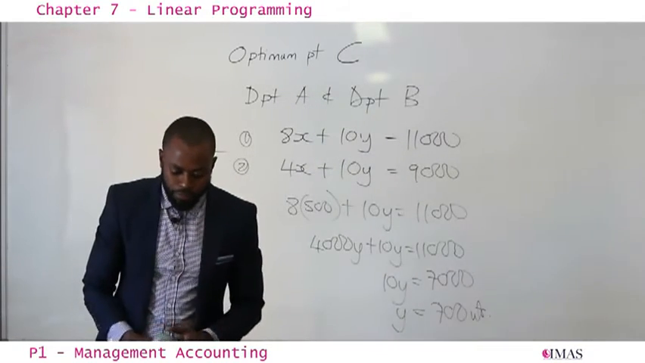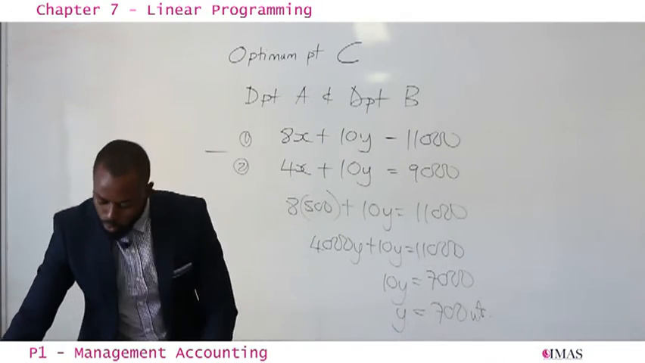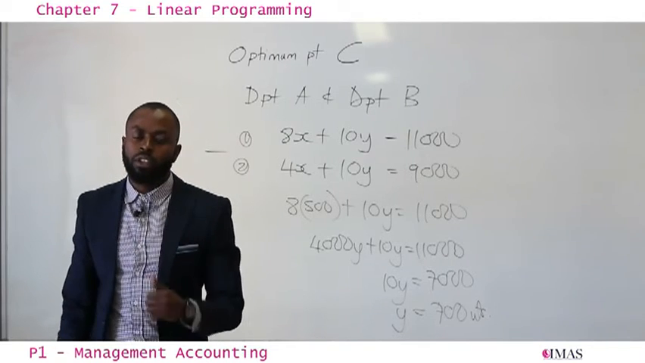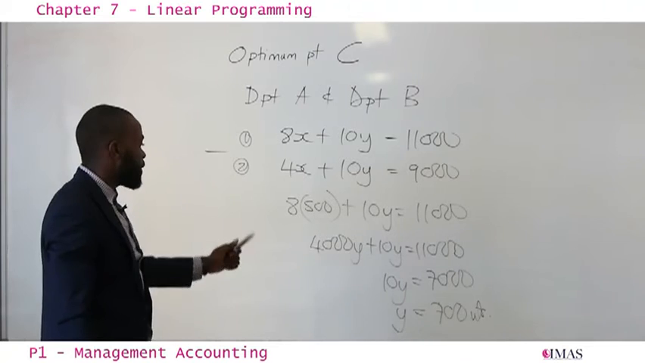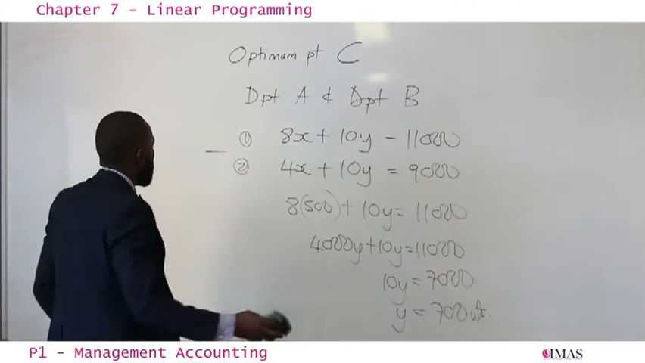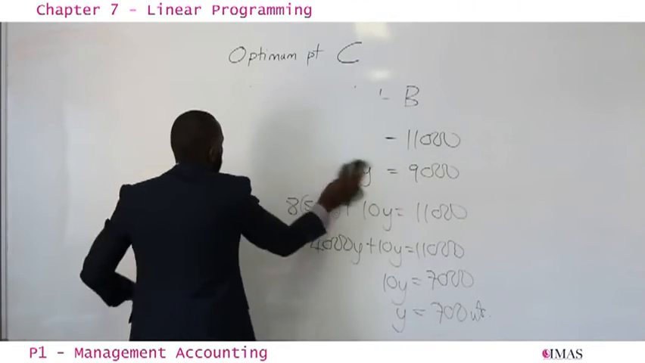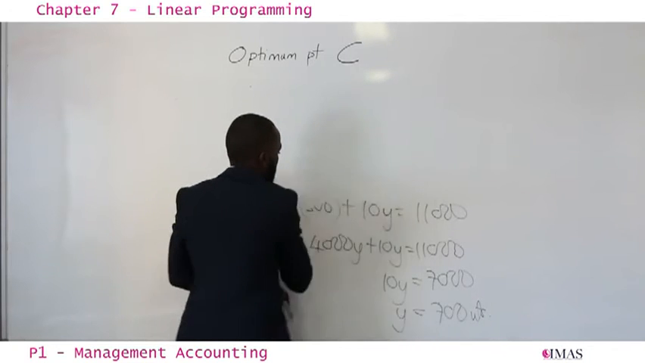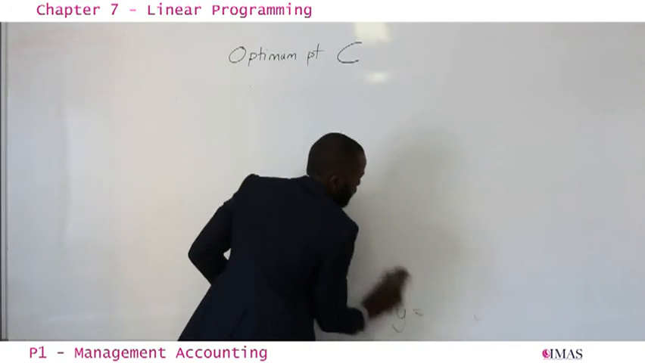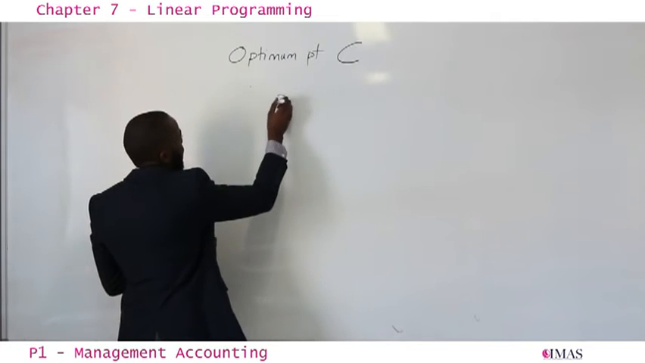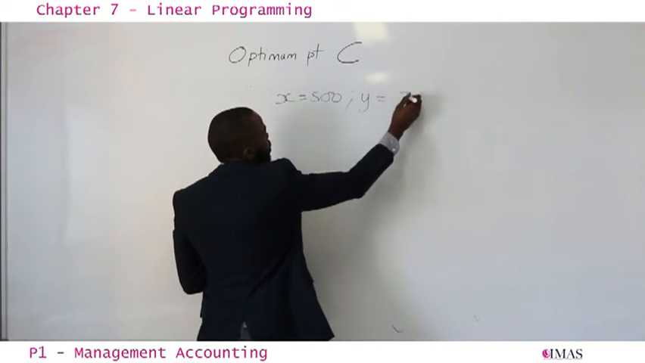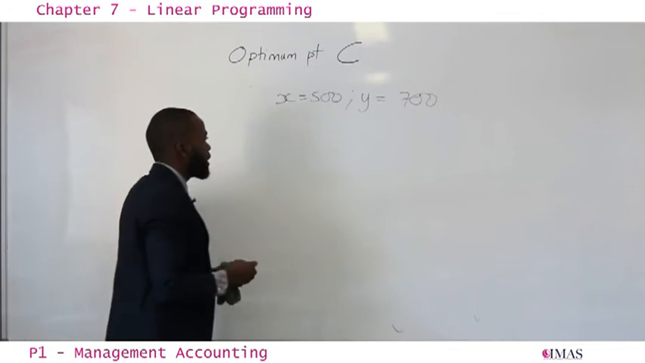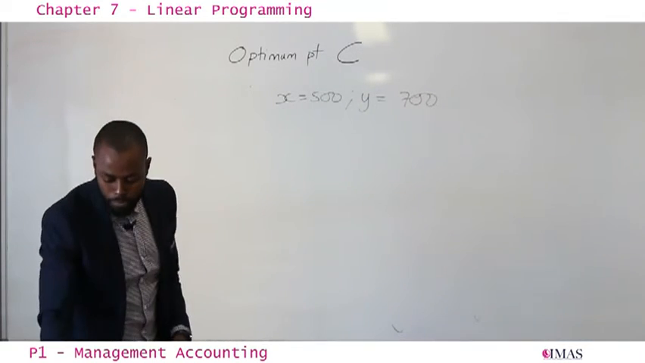So from our graph, we could tell that the y coordinate was 700. The one that was a bit difficult to tell was the x coordinate. But now we know that the x coordinate is 500. So now the profit maximization point is the point where x is equal to 500 and where y is equal to 700. That's our profit maximizing point.